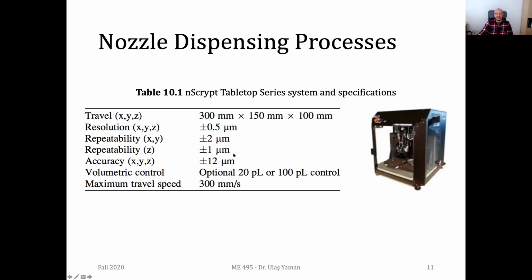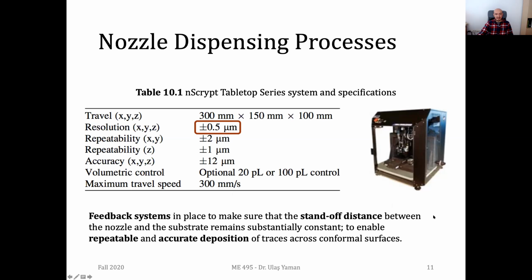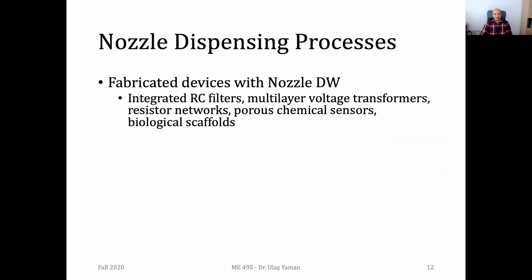1 micrometer in the z-axis. Again, as you see, the accuracy is very good, and it's mostly used for biological applications. And in order to obtain this resolution and accuracy, they have many feedback systems on each side of the machine, and they have many closed-loop systems to obtain this high accuracy and repeatability.